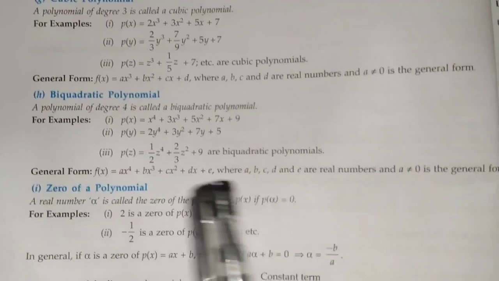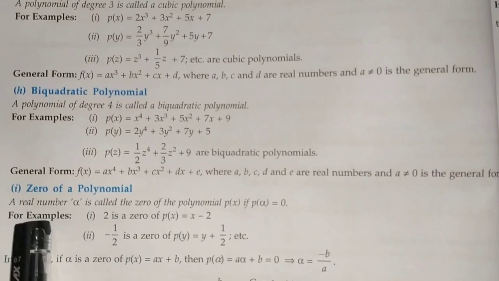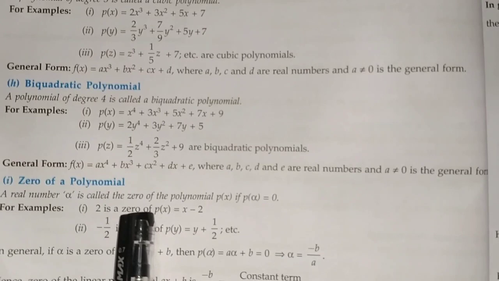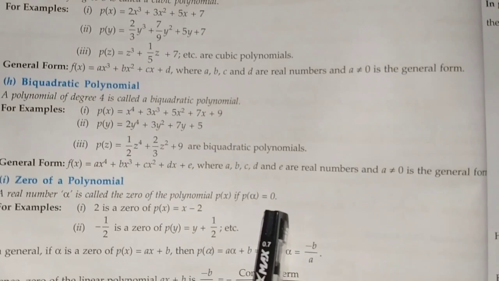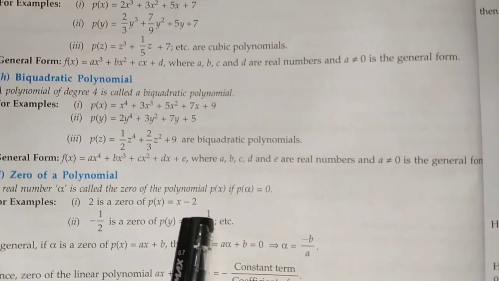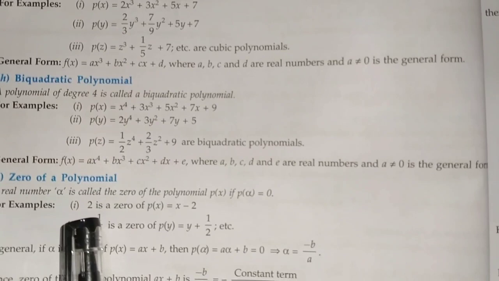Zero of a polynomial: if p(alpha) = 0 for a real number alpha, then alpha is a zero of the polynomial p(x). For example, take the number 2. 2 is a zero of p(x) = x minus 2.